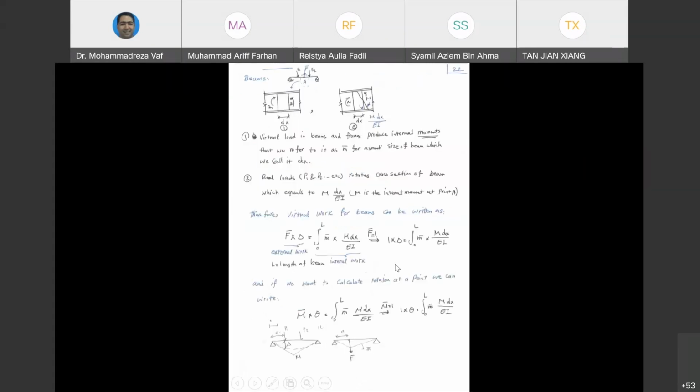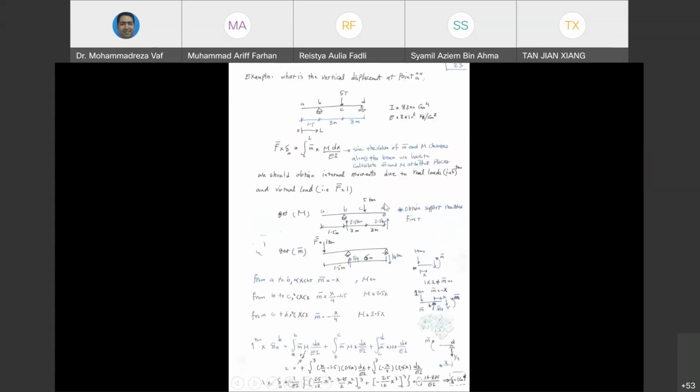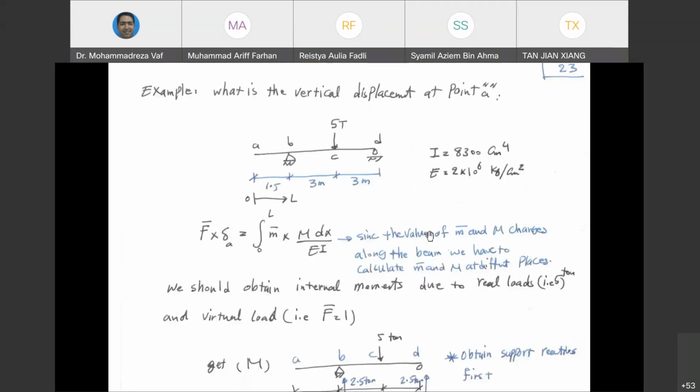Okay, let's go to the next page. There is one example here to show you how we use this virtual work method to calculate deflections. Here we have a simply supported beam that has a cantilever bar, and our intention is to calculate the displacement at point A. So we have basically three segments, AB, BC, and CD. Why do we divide this into three segments? The reason is that the bending moment is changing from AB to BC and from BC to CD.